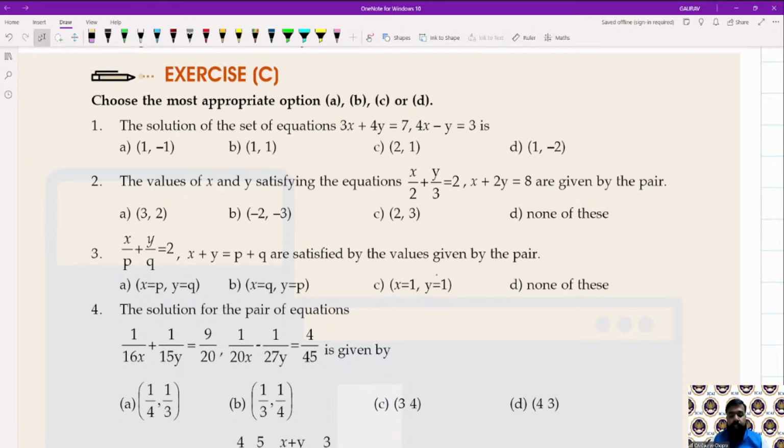So total is 7. You can easily observe if we put 1 and 1 in x and y, we can get 7. And in the second equation also, if we put 1 and 1, we will get 4 minus 1, that is 3. So option number B is able to satisfy both the equations.